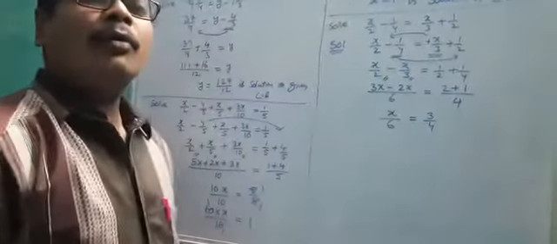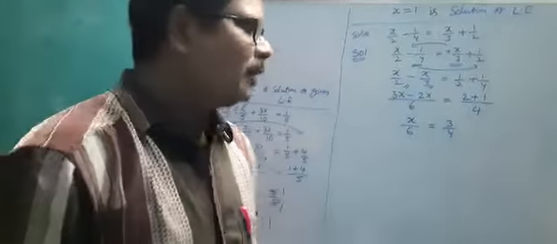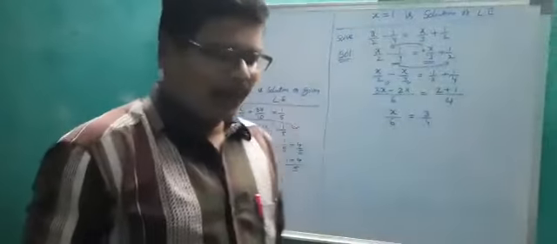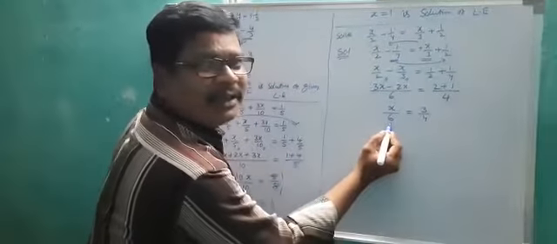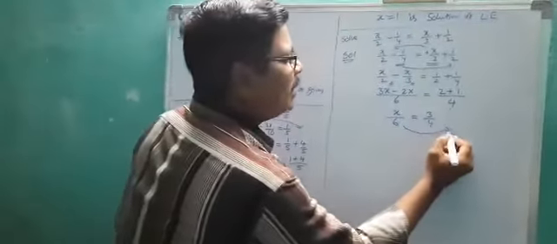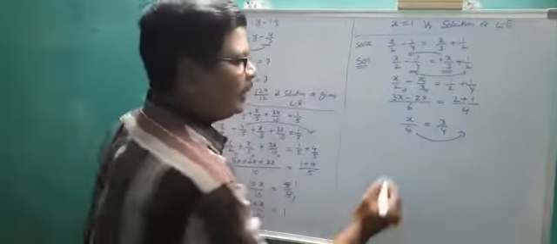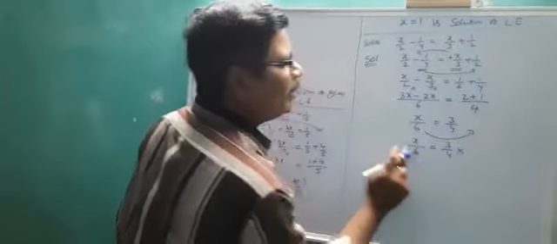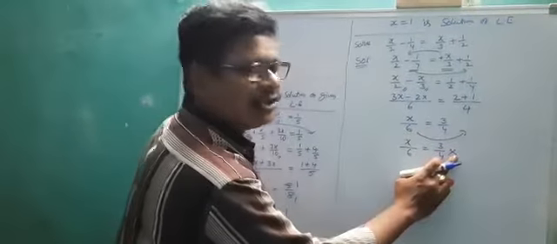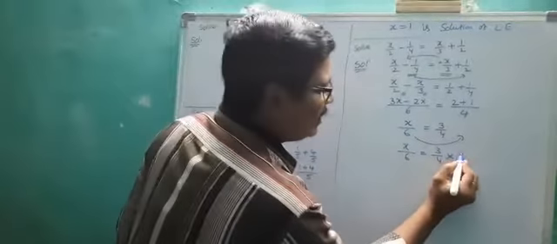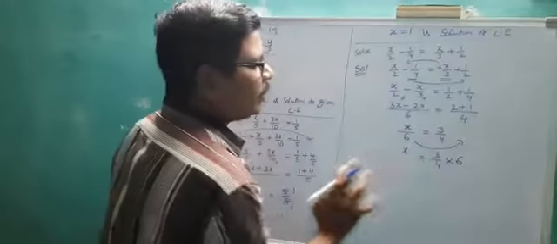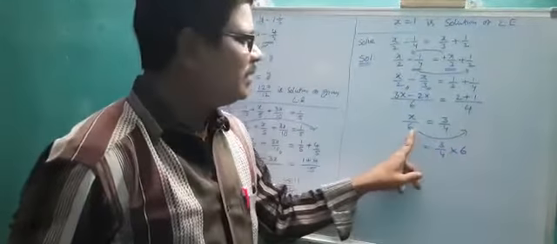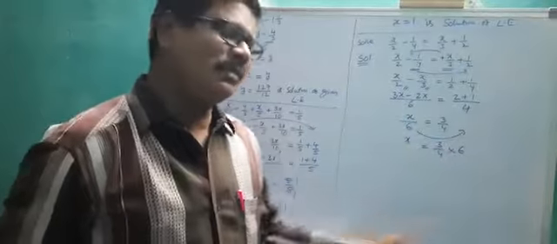But what do we want? We want to find the x value. That means you transpose this 6 to the other side. This is a division quantity. After transposition it becomes a product quantity. That means x by 6 is equal to 3 by 4 into, this is division, after transposition it becomes multiplication, that means 6. So x is equal to 3 by 4 into 6. This is division, after transposition it becomes multiplication.